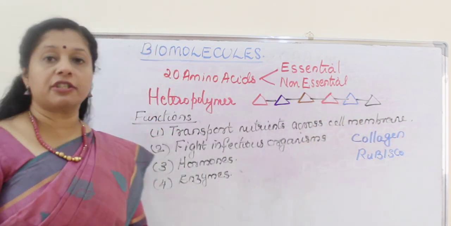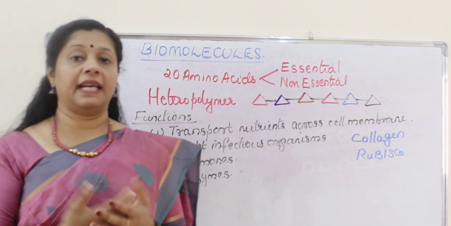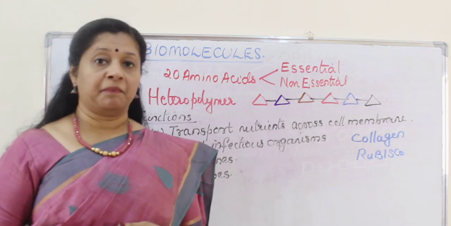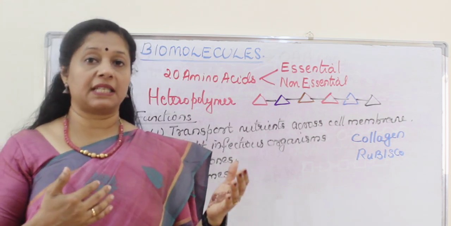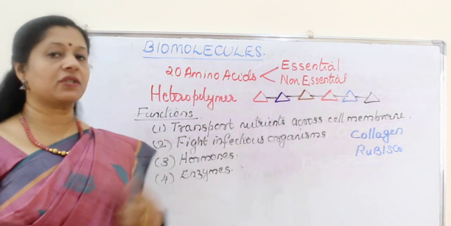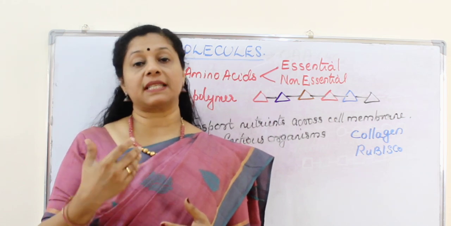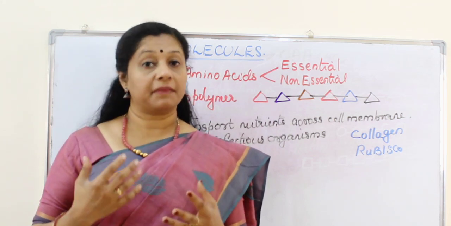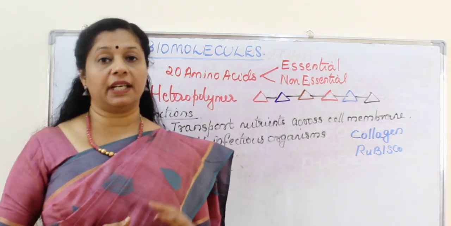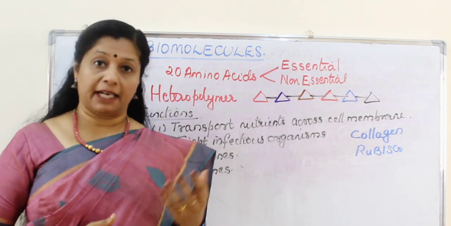Now coming to the functions of proteins, they are doing a lot of functions in our body. They act as the agents for facilitating the transport of nutrients across the cell membrane. So many substances move in and out of the cell membrane with the help of proteins. Second function of proteins is they fight infectious organisms. That means whenever we have infection, our body produces antibodies. These antibodies are actually proteins called immunoglobulins. Then we have some hormones like insulin, which are protein hormones, and the majority of enzymes in our body are also made up of proteins.